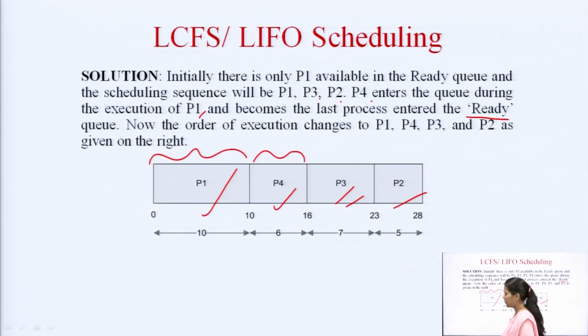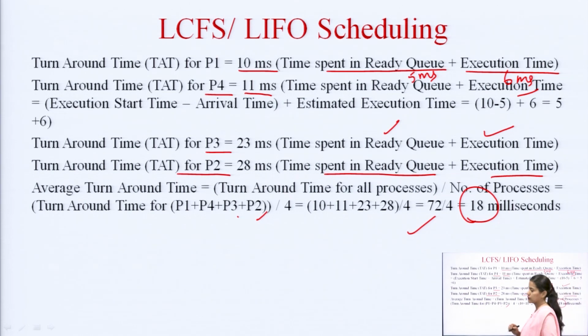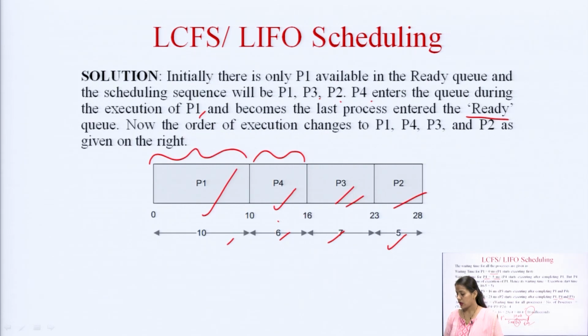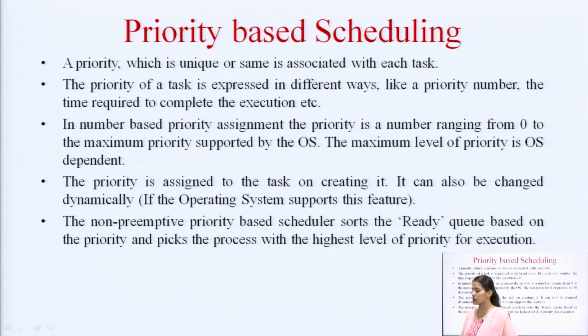For P2 the waiting period is 10, for this 6 and then 7 and execution time is 5. So, in total it takes 28 milliseconds. So, the average turnaround time for all the processes is P1 plus P4 plus P3 and P2 divided by 4. So, in this way the total turnaround time is 18 milliseconds. So, here total average waiting time is 11 milliseconds and average turnaround time is 18 milliseconds.